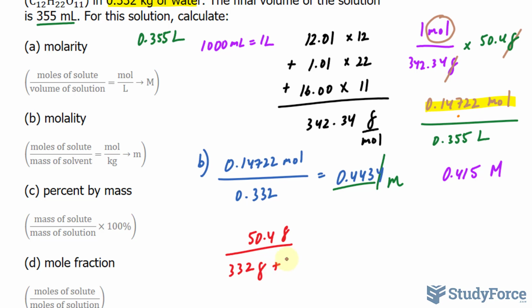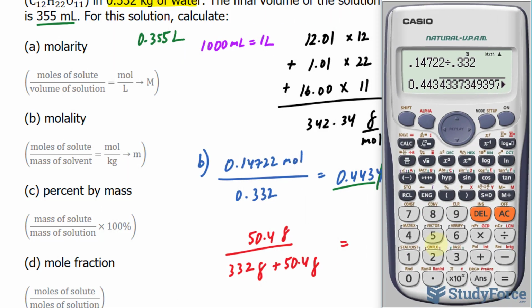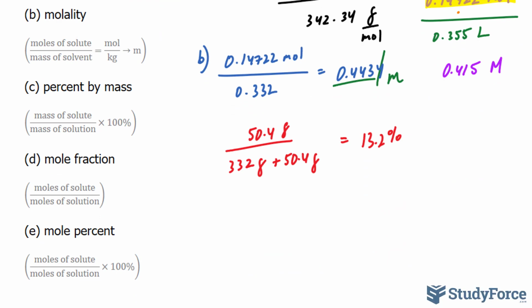And we'll add 50.4 grams also, which is the solute's mass. And this makes up the mass of the solution. So let's find the answer to that and then subsequently multiply it by 100 because this is a percent. So 50.4 divided by 332 plus 50.4, and we end up with this number multiplied by 100, rounded to 3 significant figures. We should end up with 13.2%.